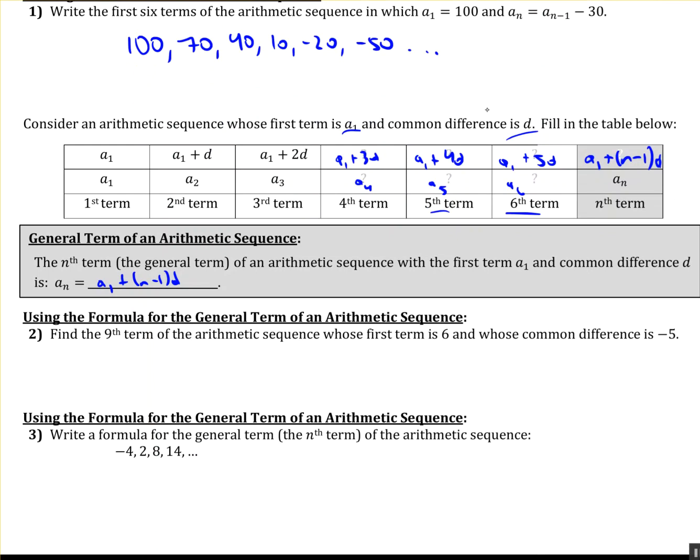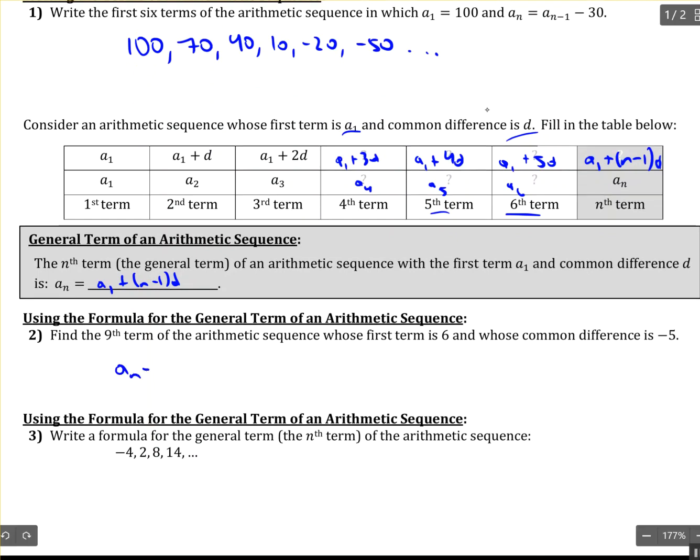So find the 9th term of the arithmetic sequence whose first term is 6 and the common difference is negative 5. So an is equal to 6, well, actually I'll write it in the normal form, plus n minus 1 times negative 5. You could have the minus sign there in front, but I'll try and follow the standard form. So I get 6, the 9th term is going to be plus 8, because 9 minus 1 gets me 8, times negative 5. I get negative 34 as my answer.